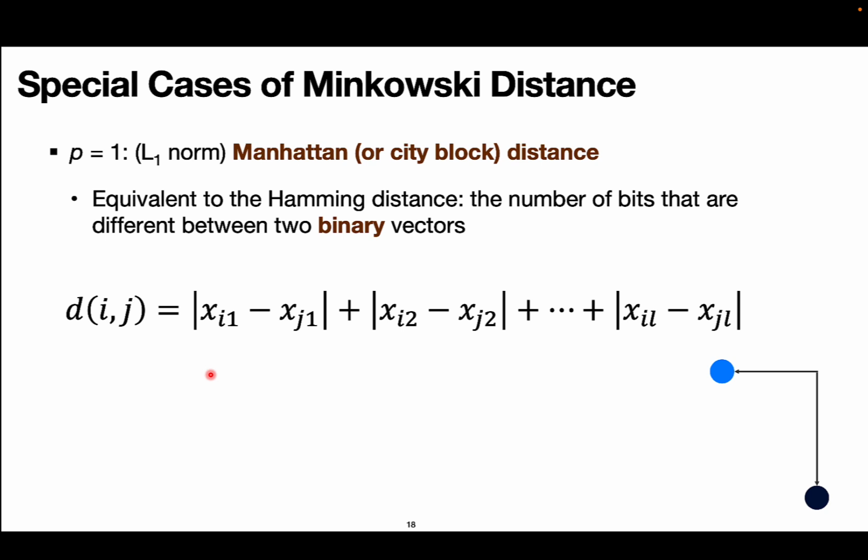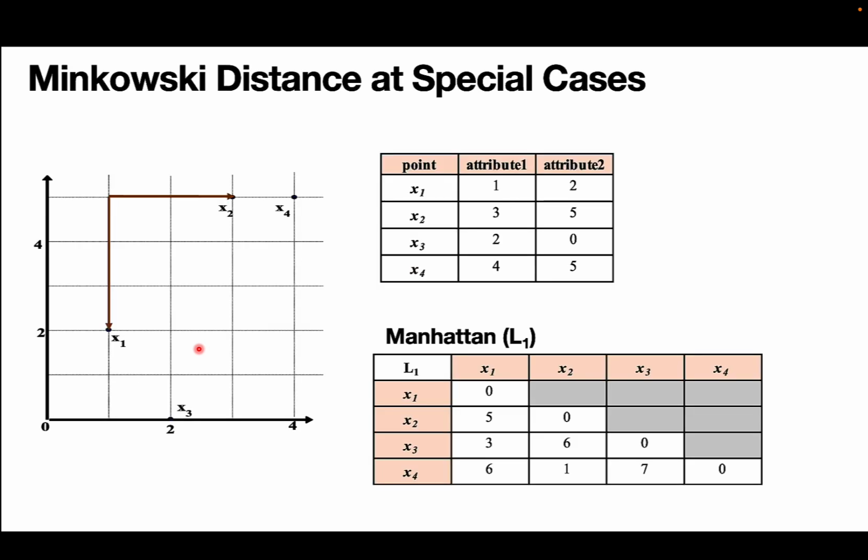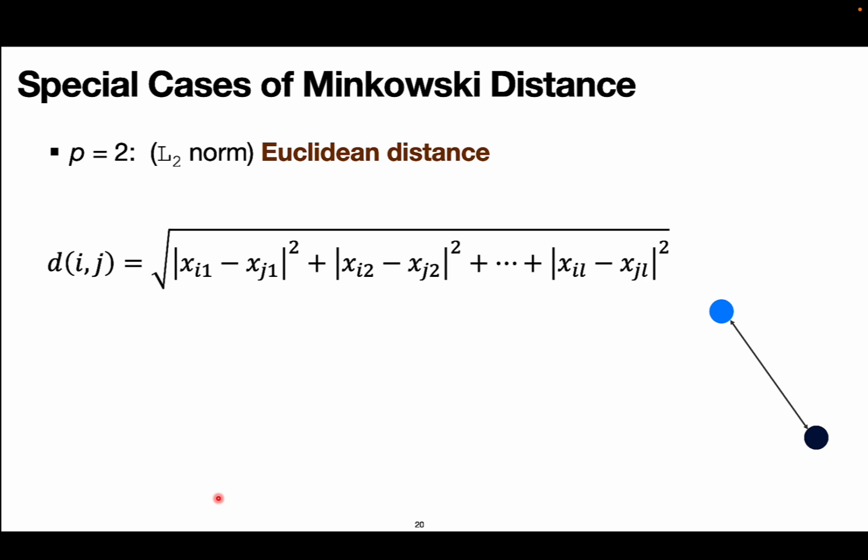Special cases of the Minkowski distance: when p equals 1, the L1 norm, or the Manhattan distance, we take the absolute difference across each dimension and sum up. In this example, let's say we're trying to find the distance between x1 and x2. So the absolute distance across the first dimension is 3, and the second dimension is 2, and this is how we got the 5.